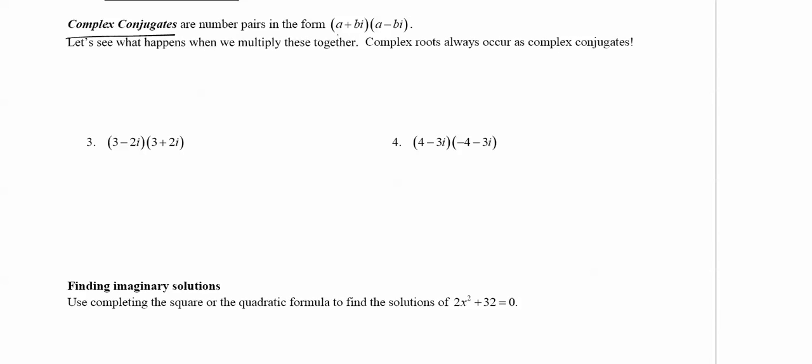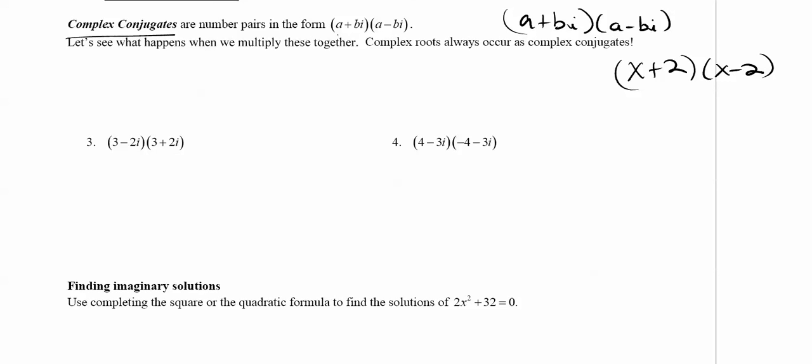So basically, if I have a plus bi times a minus bi, then I would treat it as if I had x plus 2, right, times x minus 2. Well, what's going to happen there? Well, when I multiply x, I'll get x squared. And then when I multiply x times negative 2, I'll get minus 2x. 2 times x, that'll be plus 2x. And then my last terms, I'll get minus 4. So I end up with x squared minus 4 because the two middle terms cancel out.